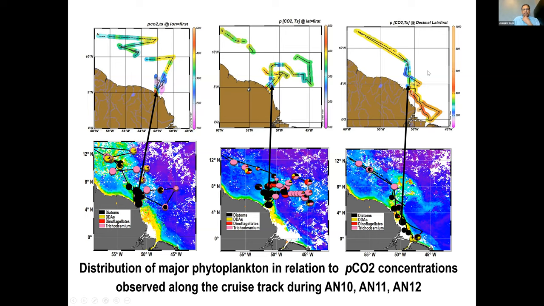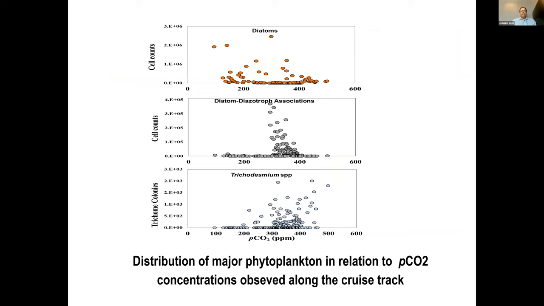And just an XY plot showing the distribution of diatoms, diatom diazotroph associations, or Trichodesmium showed that indeed at low PCO2 concentrations, less than 400, you had diatoms. Diatom diazotroph associations occupied a very narrow niche between 300 to 400 parts per million. And then Trichodesmium really tolerated the highest CO2 concentrations.